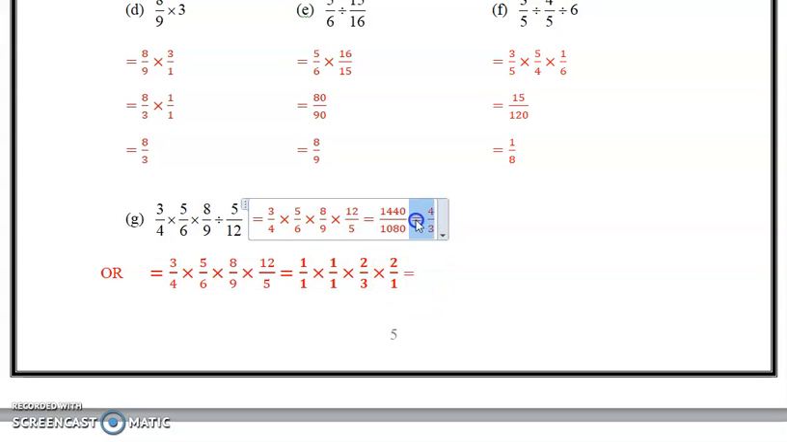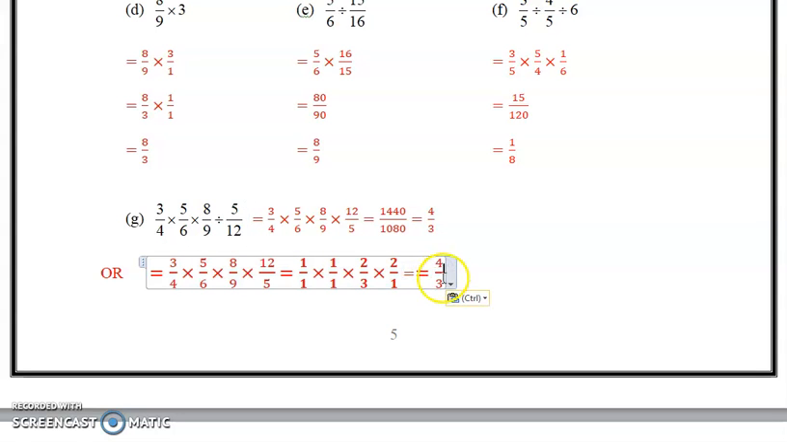And then at the end of the day, the final answer becomes 1 times 1 times 2 times 2, which is 4, and 1 times 1 times 3 times 1, which is 3, and the same result. So whatever you're comfortable with, really. Just want to show you a couple different methods there. That'll be it for this video.